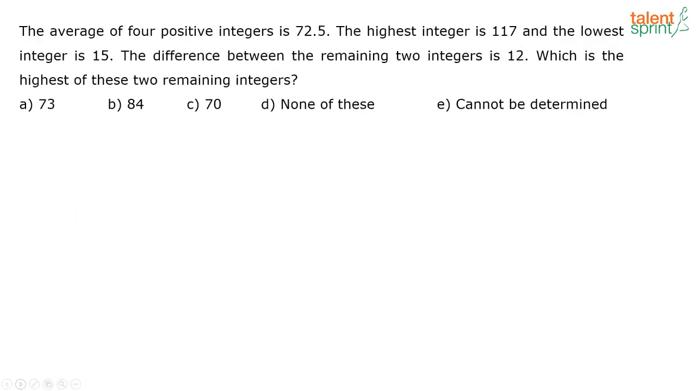Let's look at the next question. The average of 4 positive integers is 72.5. The highest integer is 117 and the lowest integer is 15. The difference between the remaining 2 integers is 12. Which is the highest of these 2 remaining integers? So what is given here? The sum of the 4 positive integers is nothing but 72.5 into 4, that is equal to 290. So we have got this, and we know the highest number is 117 and the lowest number is 15.